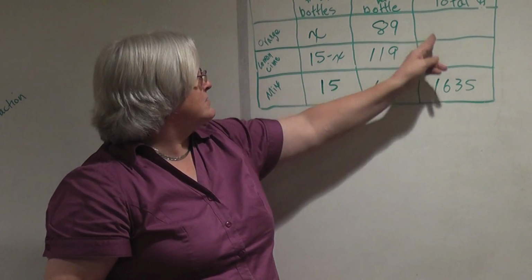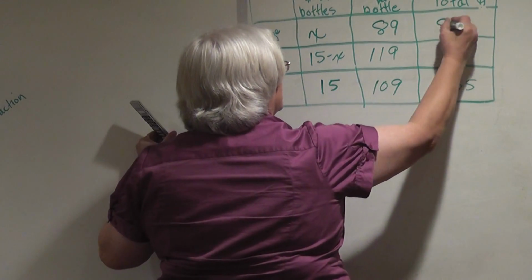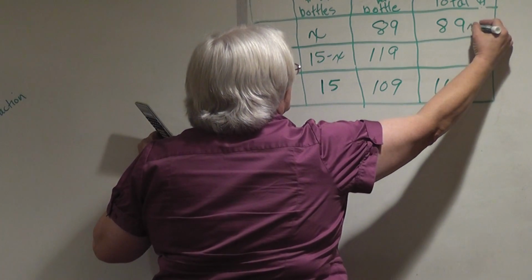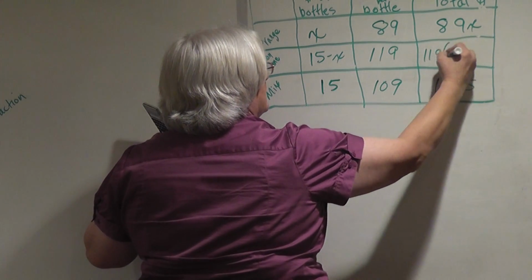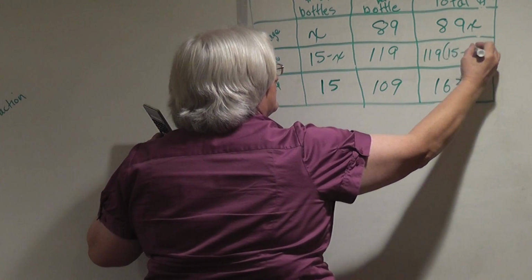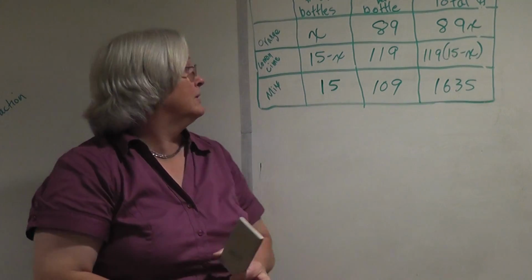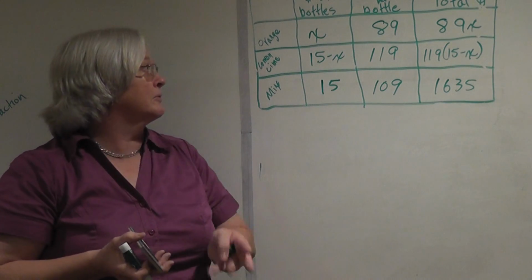And then what is our price going to be here and here? Well, it's going to be 89x, whoops, I should put the x in, and then it's going to be 119 times the quantity 15 minus x. And we now have our chart all filled in, so what can we do together?